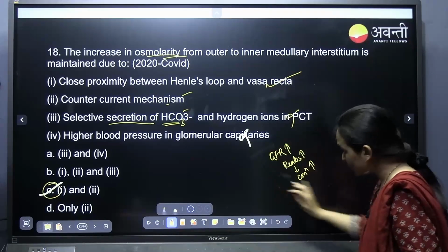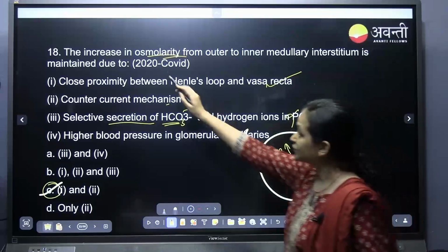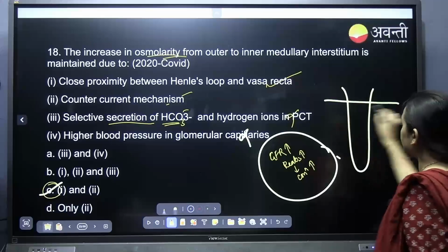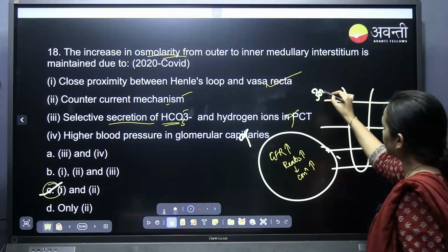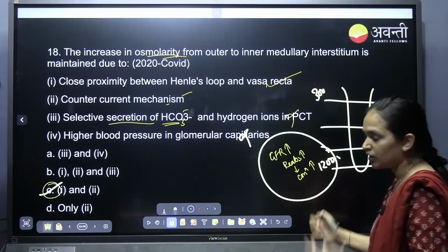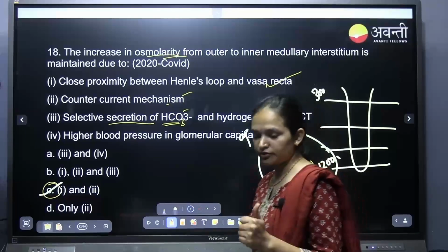So everything is happening here, but we need to find the increase of osmolarity from the outer to inner medulla. That was the one I told you, this one, from 300 milliosmol to 1200 milliosmol, how did it happen, why did it happen, that is what we have to explain. That is, 1 and 2 are correct. Understood? Any doubts?